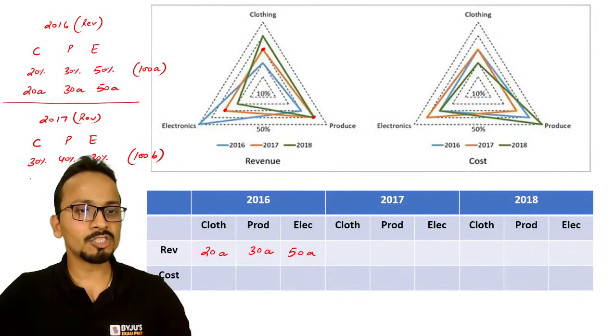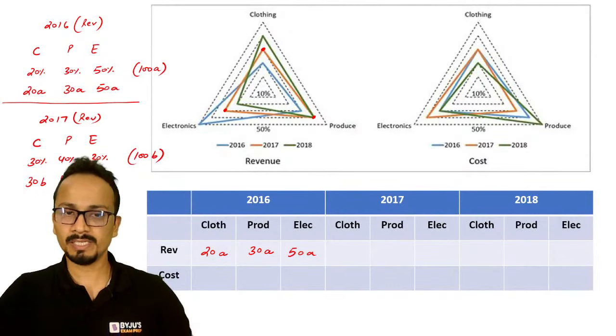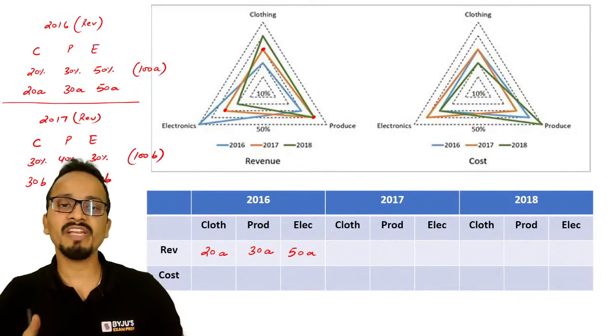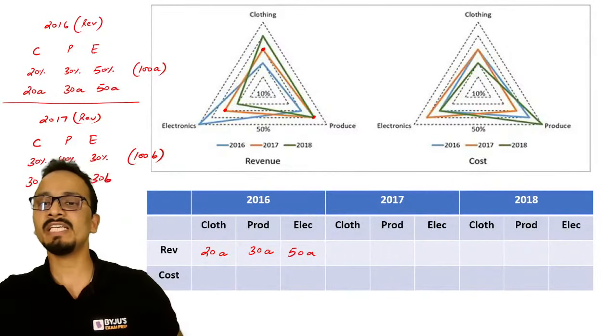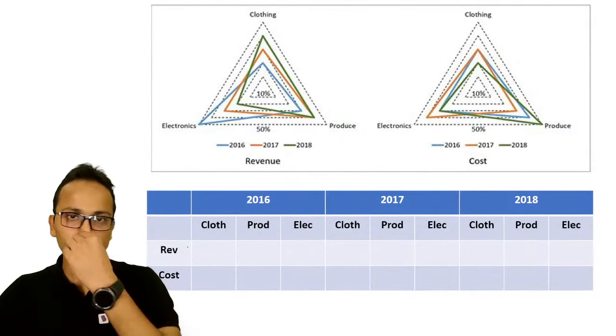So I'll assume them as 30B, 40B and 30B. All right. Now this is how I'll be writing all the revenues for 2016, 17 and 18. Okay. So let us finish this table quickly.